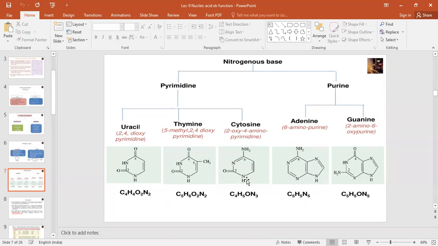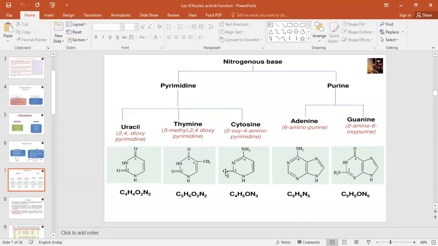It is a pyrimidine, so you have to draw the structure of pyrimidine. NCNCCC. Then give the numbering from here. 1. Go clockwise. 2, 3, 4, 5, 6. Okay. After numbering, put the double bonds. 1, 2, and 3. After putting double bonds, you have to put these groups. 2-oxy-4-amino.